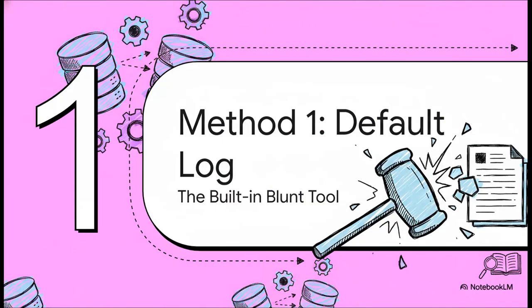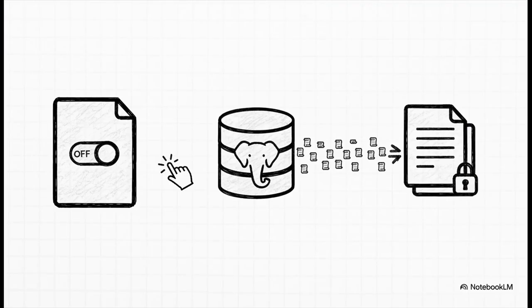Okay, so our first method. This is the one that's already baked into every single PostgreSQL installation. It's easy, it's right there, but as you're about to see, it's kind of like using a hammer when you might need a scalpel. All you have to do is flip one little switch in your configuration file. You just set log_statement equals to all, and bam, you're logging every single query that hits your database. You don't have to install any extensions, there's no crazy setup, it's hands down the fastest way to get some basic eyes on what's going on.